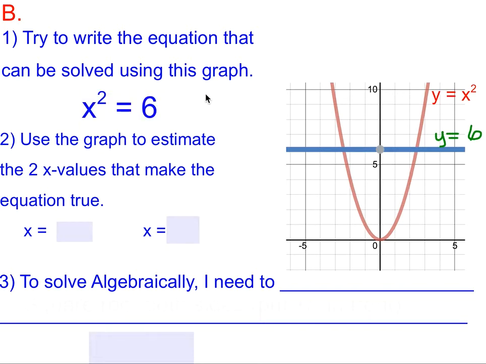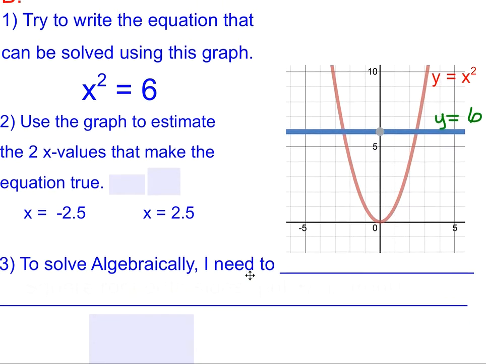So when is x squared equals 6? What I'd like you to do is to use the graph to estimate the two x values. Okay, so let's see where it is intersecting. Now it's not intersecting at any particular clear whole number, but it's somewhere between 2 and 3 and negative 2 and negative 3. So I would say maybe negative 2.5 and positive 2.5. Or we could say plus or minus 2.5.